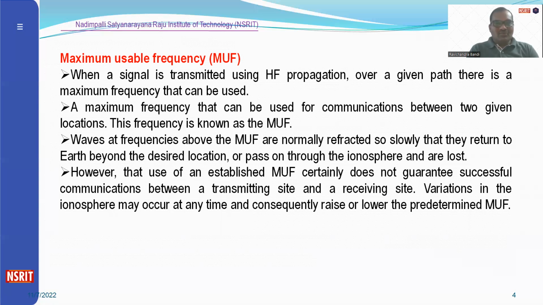Waves at frequencies above the maximum usable frequency are refracted so slowly that they return to the earth beyond the desired location or pass through the ionosphere and are lost. However, the use of an established maximum usable frequency does not guarantee successful communication between the transmitting site and the receiving site. Variations in the ionosphere may occur at any time and consequently raise or lower the predetermined MUF. That means the MUF is not constant. It depends upon the variations in the ionosphere.